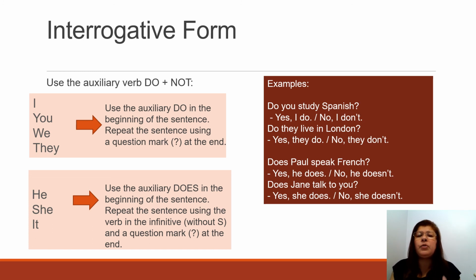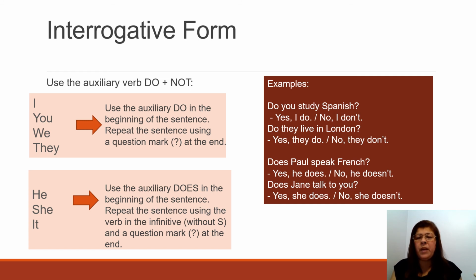Another example, do they live in London? I have the affirmative: they live in London. Question: do they live in London? So you put the auxiliary verb at the beginning and a question mark at the end of the sentence. Short answer, yes, they do. Negative, no, they don't.